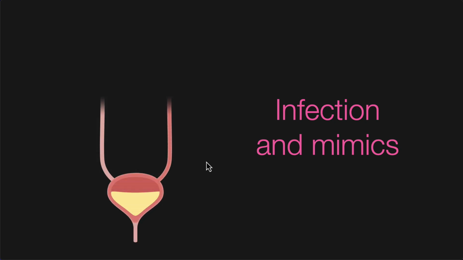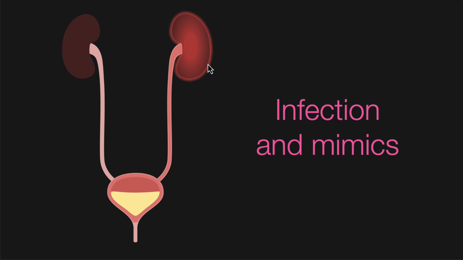All right, so now we're going to pivot on to the next topic, which is talking about renal infection and mimics. So not necessarily related to stone disease. We're moving past stone disease, and we're going to touch on some other sources of infection and also some important mimics to be aware of.